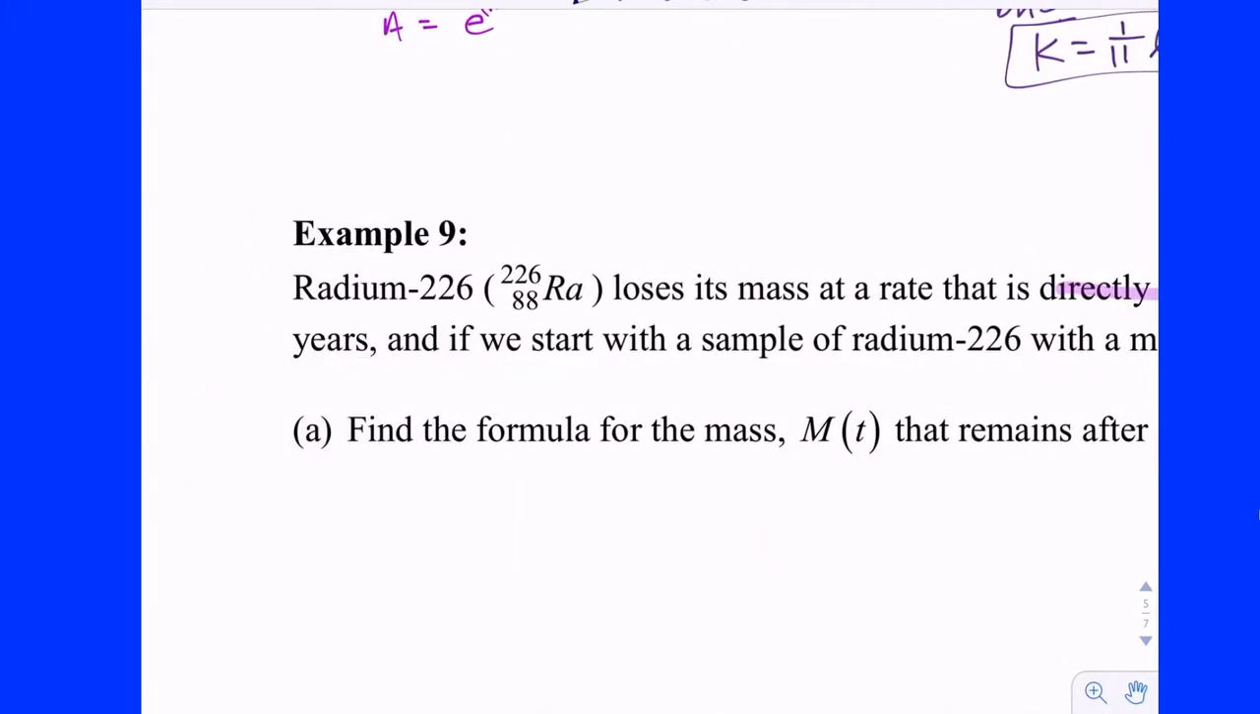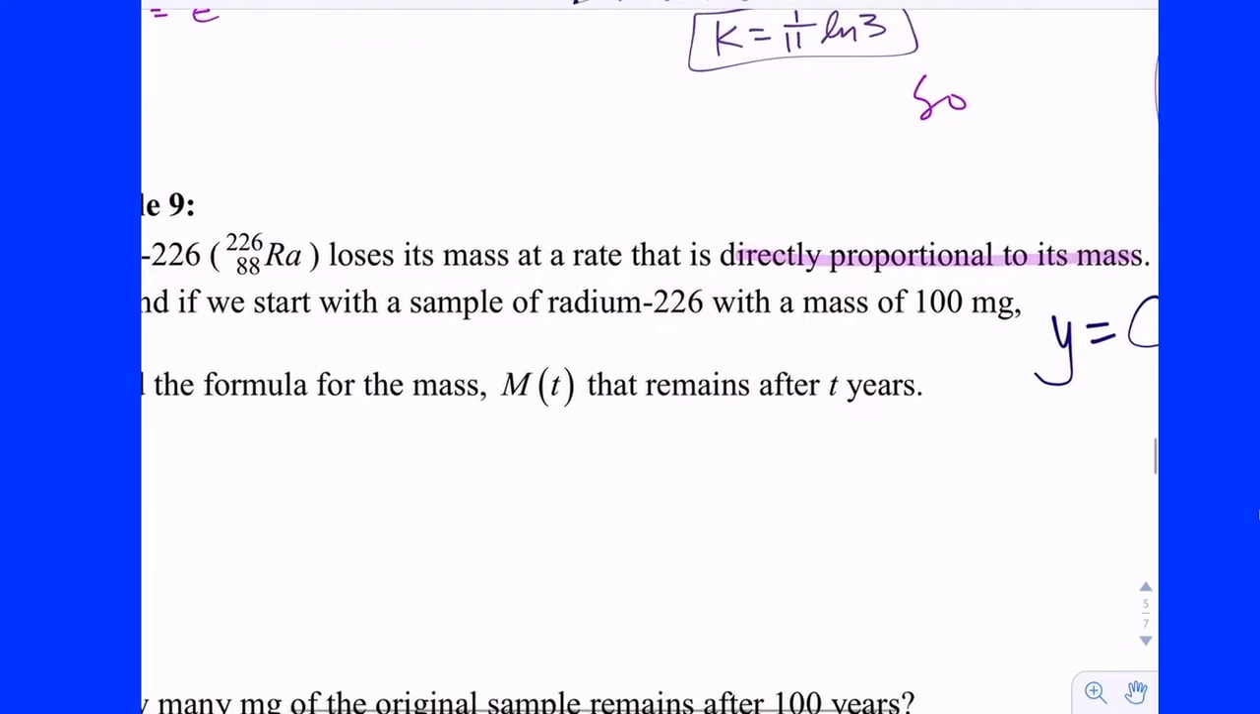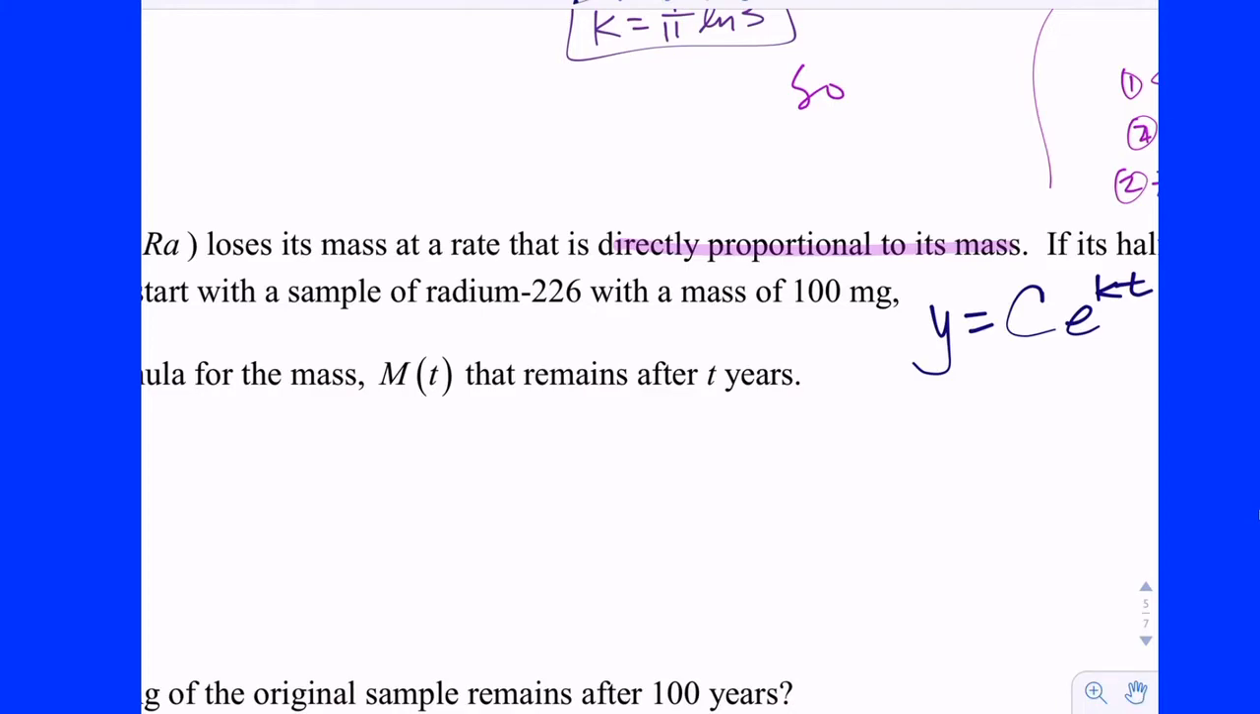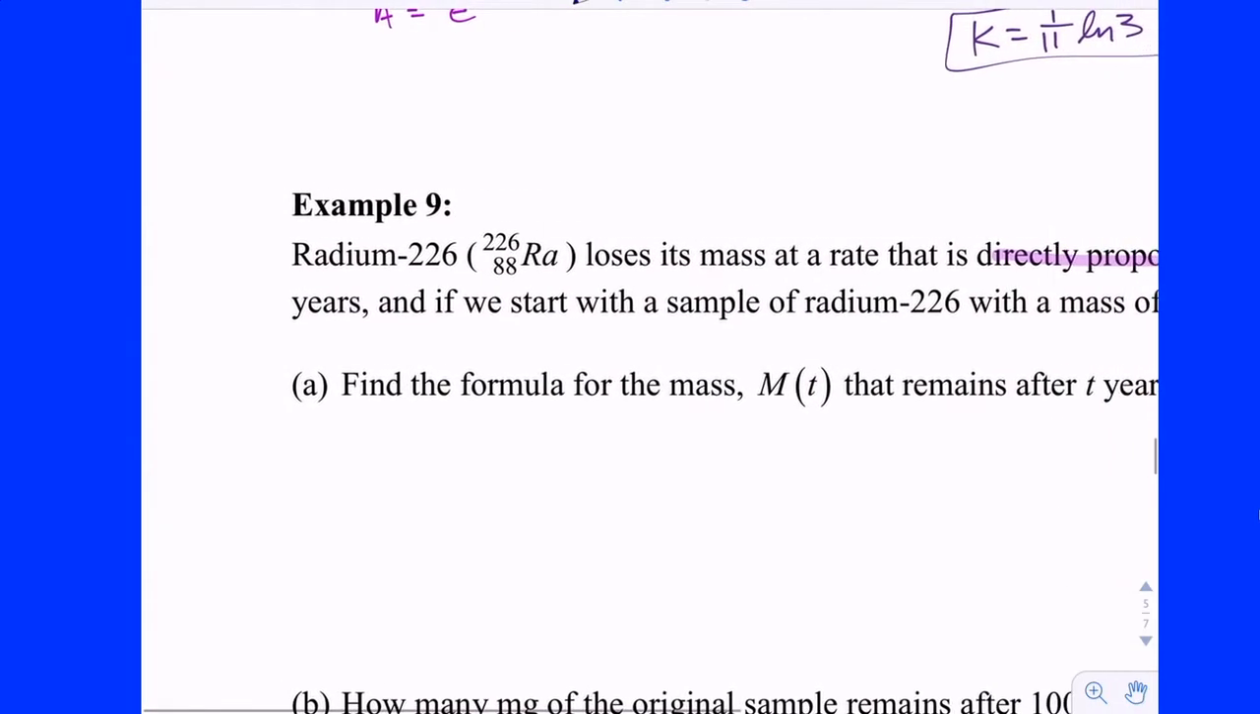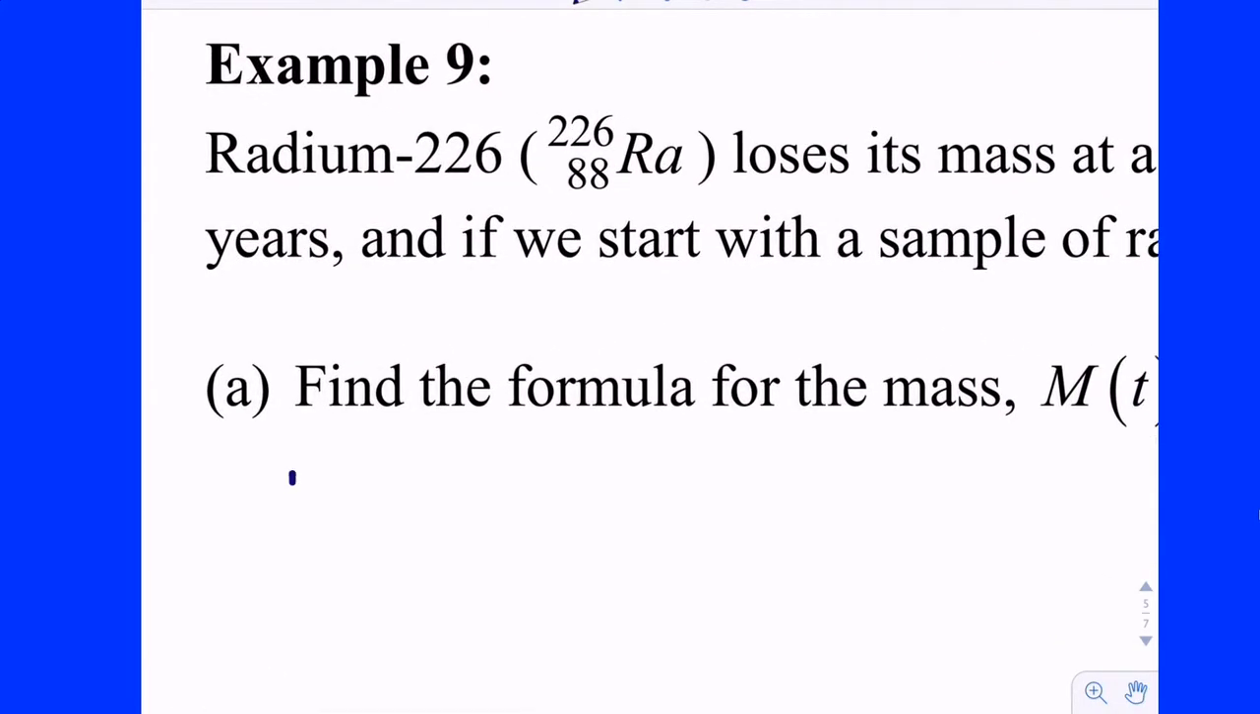1,590 years. So it's an unstable isotope of radium. I don't know if there are any stable radium isotopes, but this one has a half-life of 1,590 years, which means every 1,590 years, the element loses 1/2 of its mass. Of course, over time it's going to be losing less and less, but still the same percentage. Will it ever equal 0?